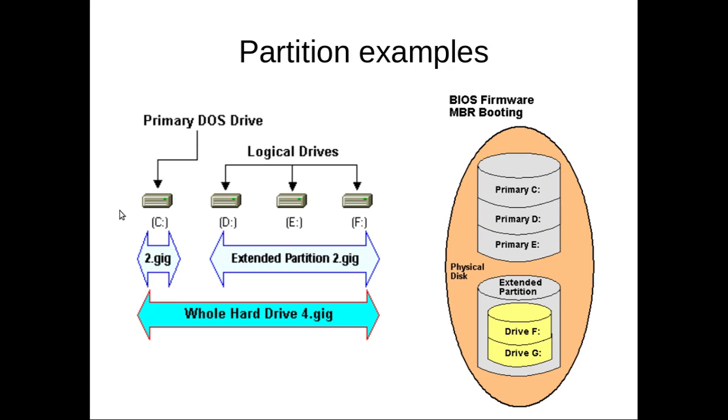So here we see a C drive as a primary drive. This is the entire hard drive, and then there's an extended partition here. So 2 gigs is C drive, 2 gigs is the extended partition, and in the extended partition we have 3 logical drives, D, E, and F. Over here we have another visual example where we have 3 primary partitions and then 1 extended partition, and in that 1 extended partition there are 2 logical drives.